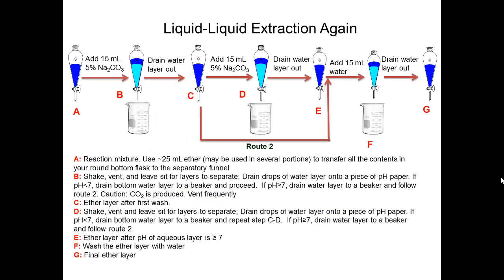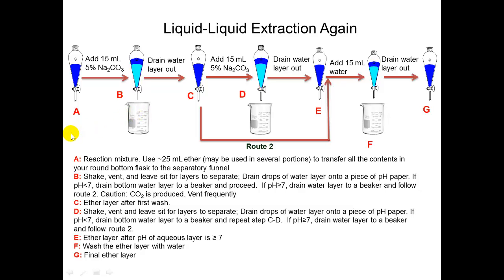After refluxing for 1 hour for the trans-esterification reaction and cooling the reaction mixture to room temperature, you are ready to do the liquid-liquid extraction to extract your trans-esterification product. First of all, you pour your reaction mixture into a separatory funnel. You can use about 25 ml of ether to help transfer all the contents in your round bottom flask to the separatory funnel. The ether can be divided into several portions.